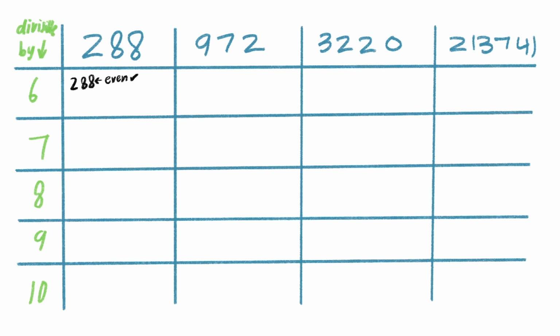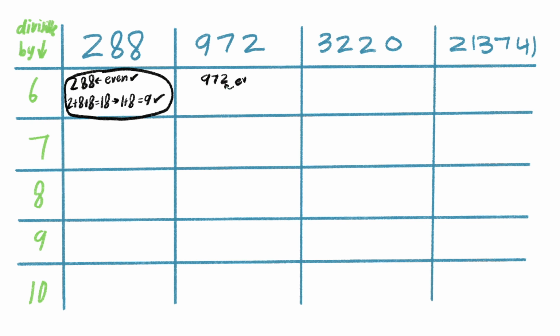Now to check if it's divisible by 3, we just have to add 2 plus 8 plus 8, which gives us 18. We can even add up these digits for 18, so 1 plus 8 to get 9, which we know is definitely divisible by 3. So this means 288 is divisible by 6. Okay, so now that we did one example, the next couple of ones should feel like a breeze.